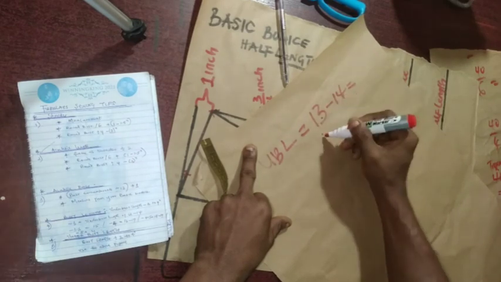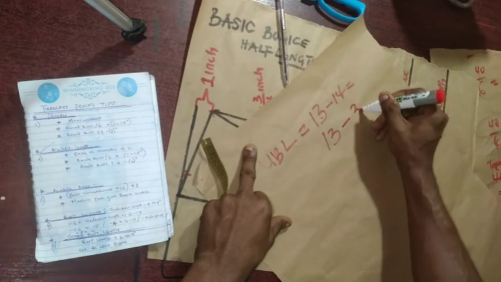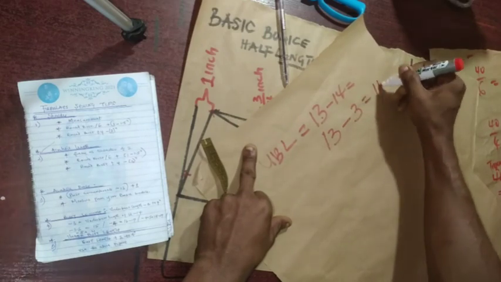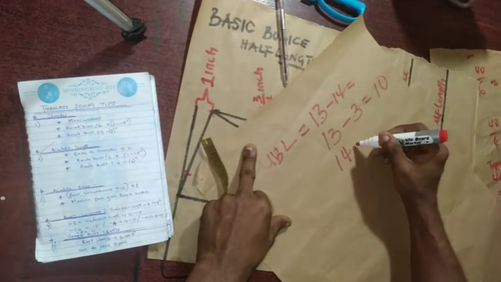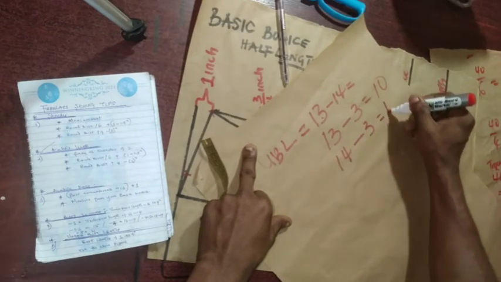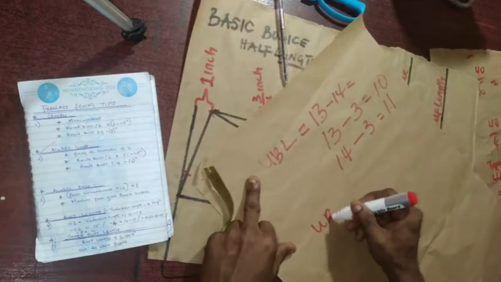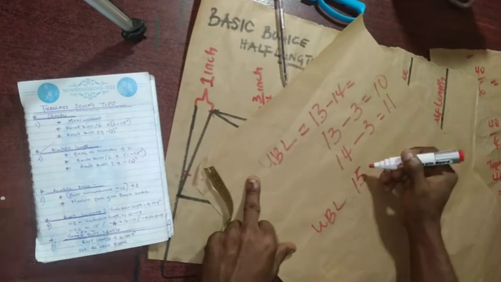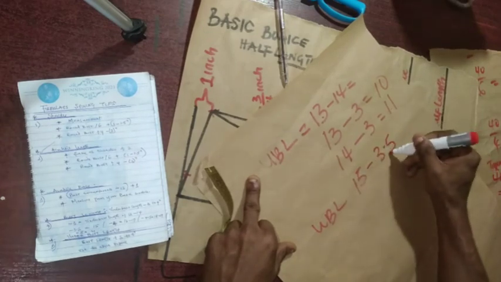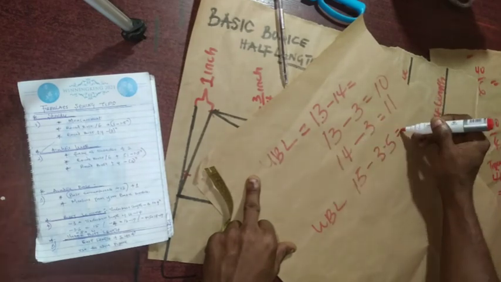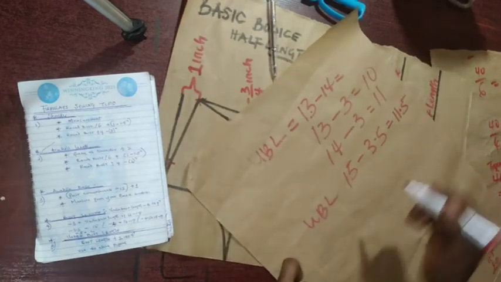Let's say it is under bust length of 13 inches. What you're going to do is 13 minus 3, which gives you 10 inches. Do you understand? Now let's say for under bust length of 14, it's still the same thing, 14 minus 3, which is going to give you 11 inches as the bust length. Okay, let's say for under bust length of 15, all you're going to subtract is 3.5. Do you understand? 15 minus 3.5, which will give you 11.5.